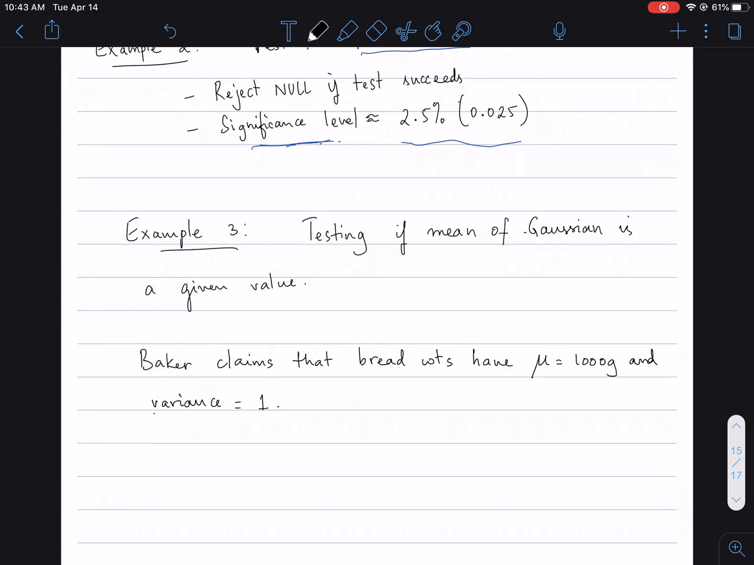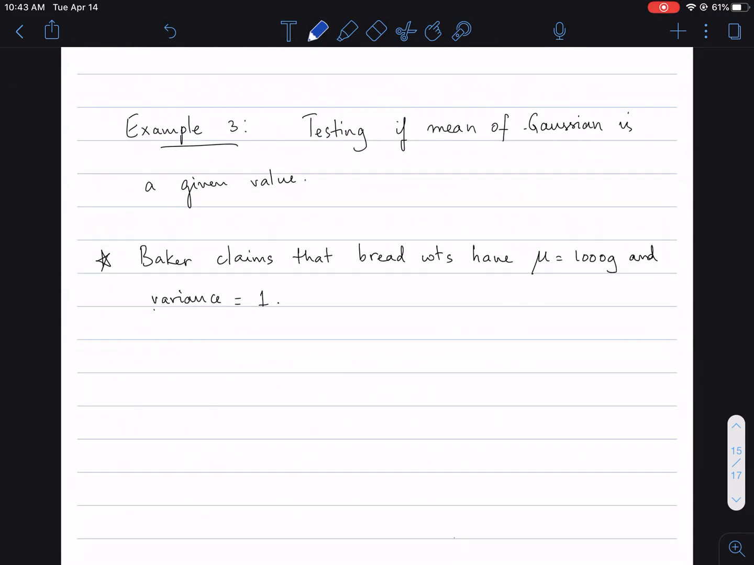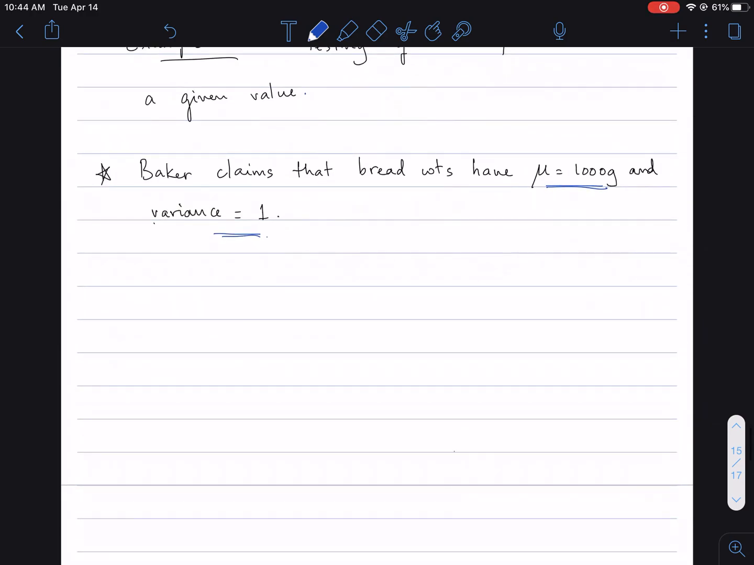So let's now consider this other very common setting of hypothesis testing, which is testing the mean of a Gaussian distribution. A motivational story for this is the following. Let's say you have a baker who claims that his bread weights have a Gaussian distribution, and let's say he claims that the mean of this distribution is 1000 grams and the variance is 1. So you might have some reason to suspect that that baker is not correct, and the mean is actually something less than 1000 grams, let's say. How do you now test this hypothesis?